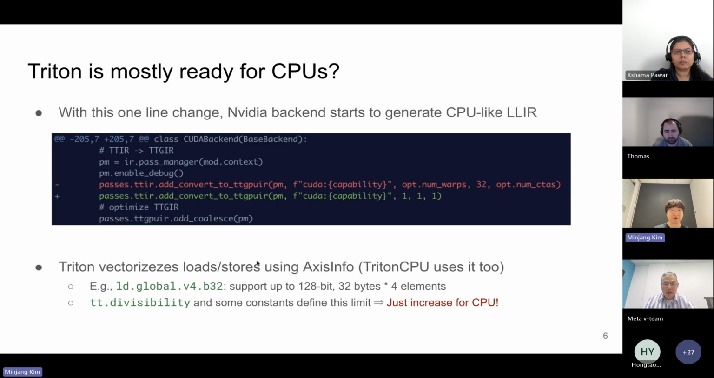Vectorization is also very important, right? But Triton already does the vectorization for load and store up to 128-bit, or 4 elements of 32 bytes. It is limited by some constants in the code, like divisibility. So I was able to find those constants and increase them. Then it was working pretty nicely.